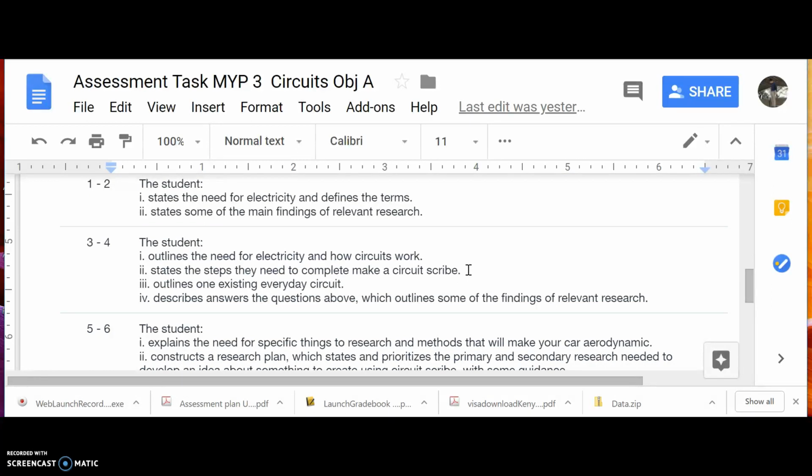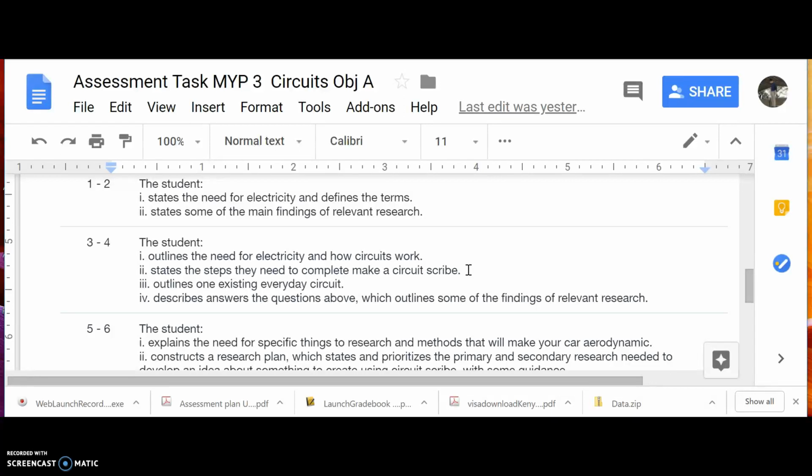Outline the need for electricity and how circuits work. So through the answers of your questions and through your research, you should really be outlining, which goes into a little bit more detail than states. Outlining would mean that you're giving some information, maybe some step-by-step lists, and telling me that there is a need for electricity and then how all those circuits work.